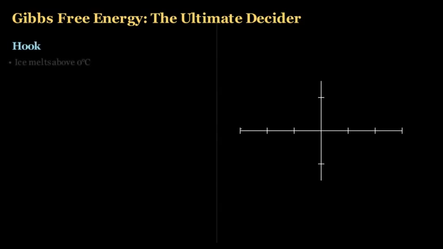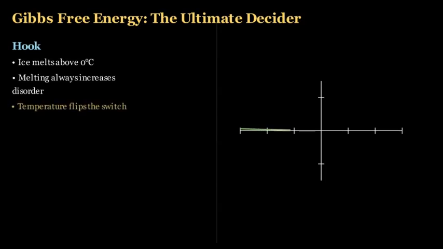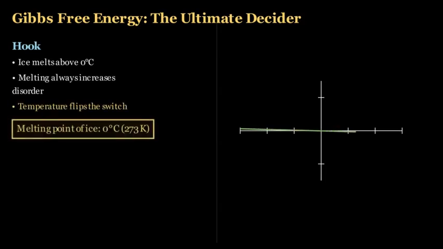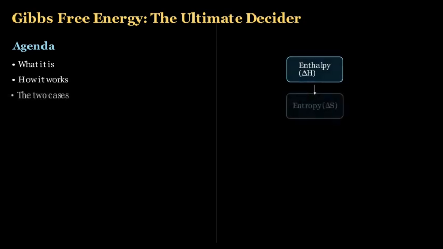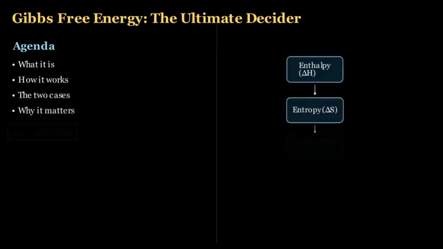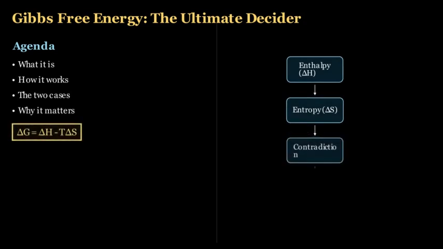Why does ice melt only above 0 degrees Celsius, even though melting always increases disorder? Because temperature itself can flip a switch on what's possible. A reaction that won't happen in the cold can become spontaneous just by warming it up. We're going to meet the master equation that settles the argument between enthalpy and entropy. We'll see what Gibbs free energy is, how it works like a balance scale, the two cases where temperature flips the sign, and why this single idea is so powerful for predicting any reaction.